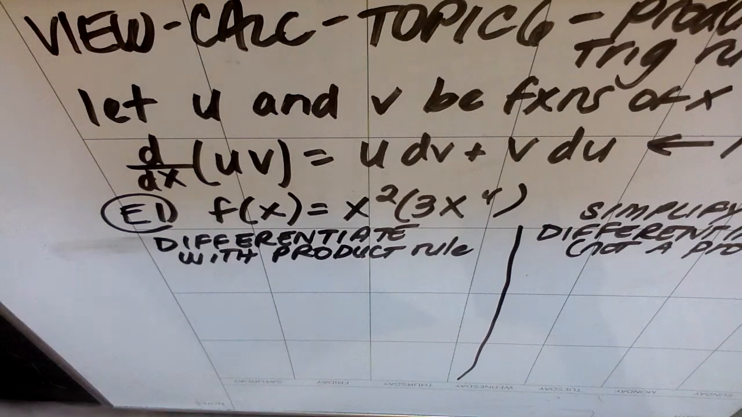This is the View Calculus class. We're doing topic 6, which is the product rule and learning the trig derivative rules. So let's start with the product rule.